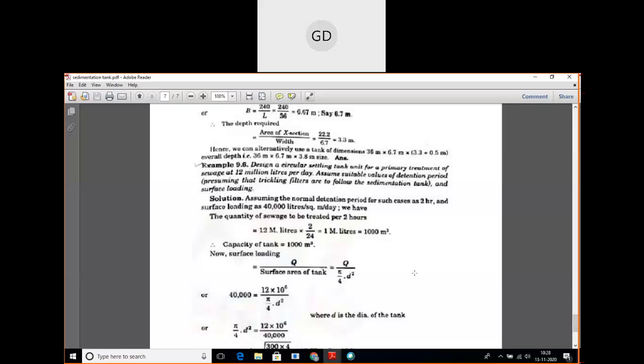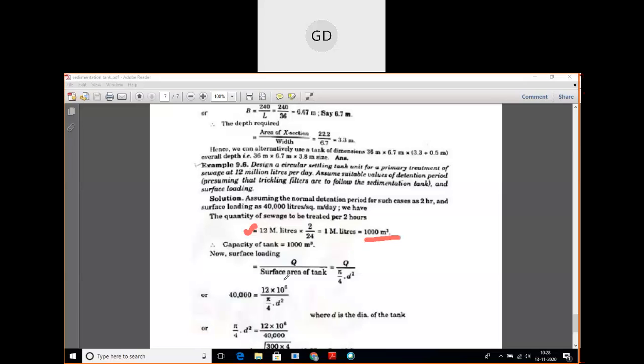So how to find out? You multiply the quantity of sewage by the retention period. After solving, it will give you 1000 meter cube. So now you have the capacity of the tank as 1000 cubic meters.